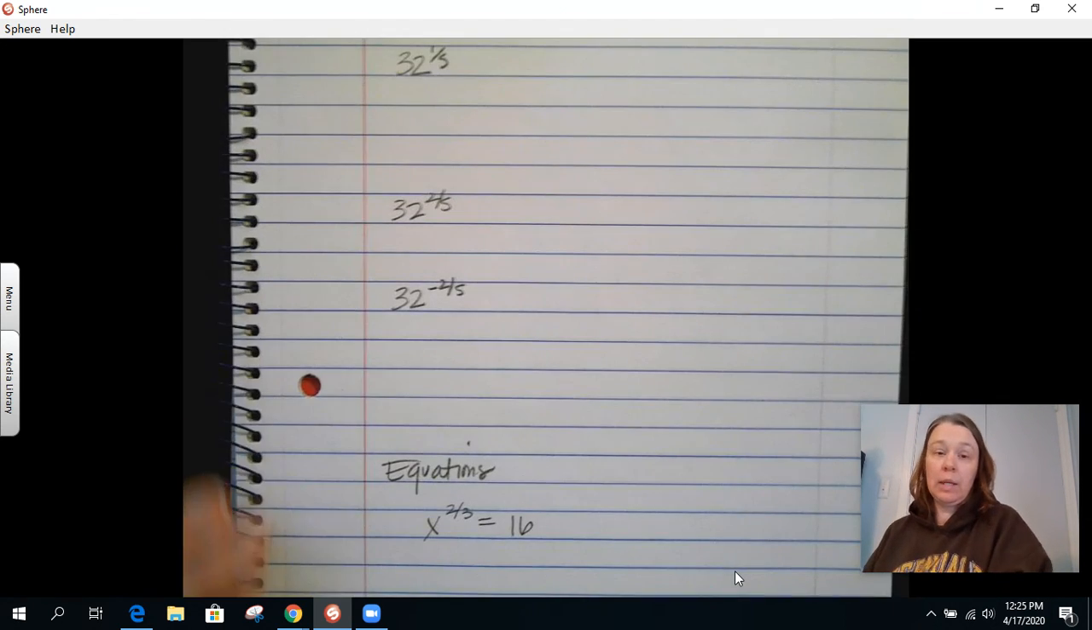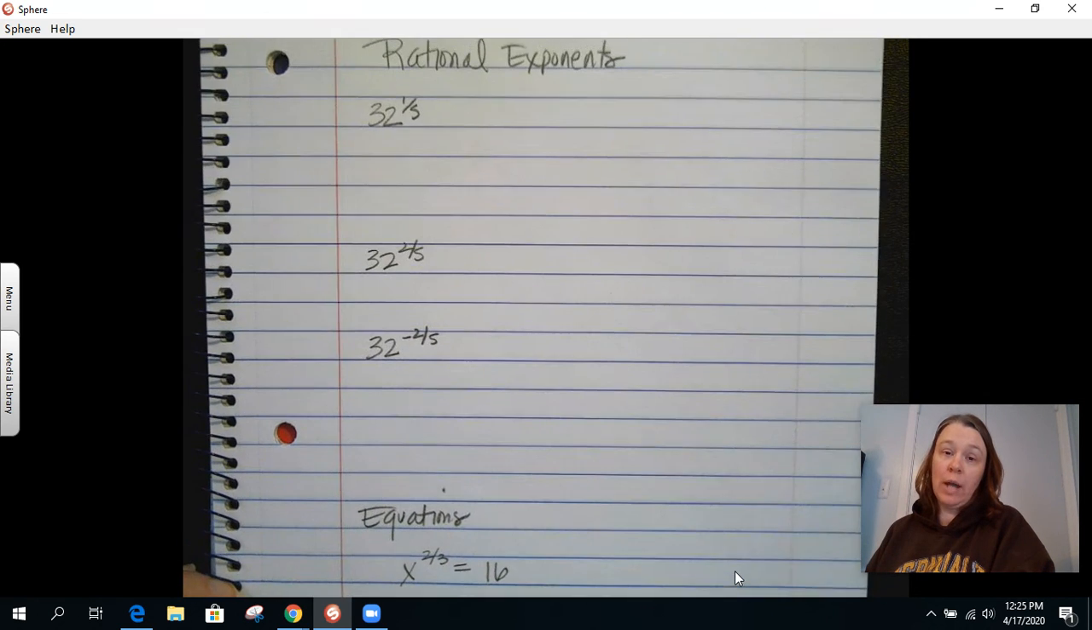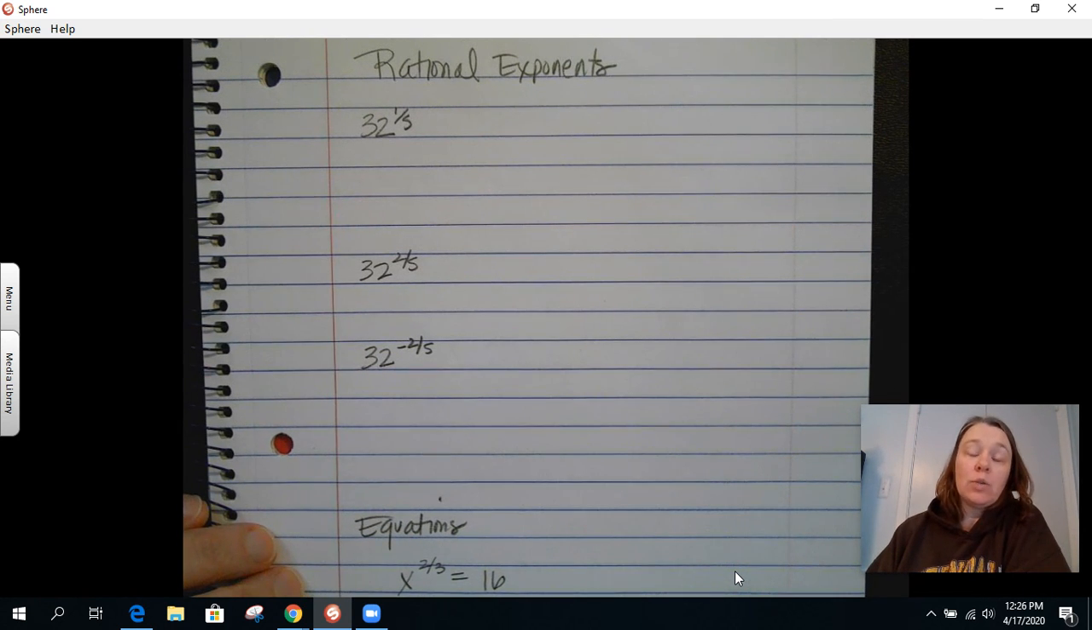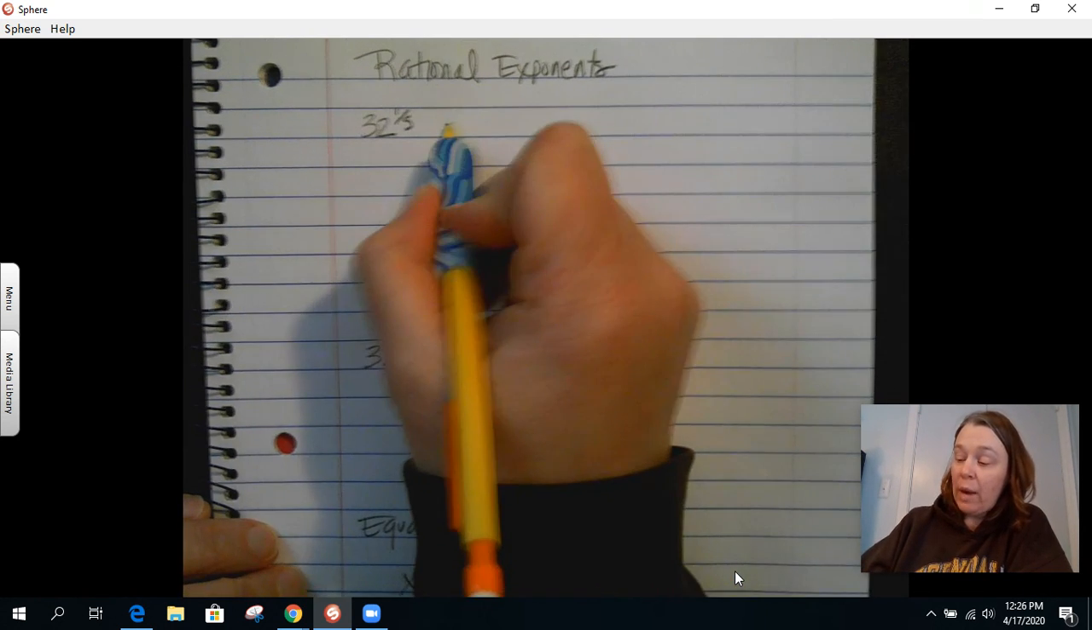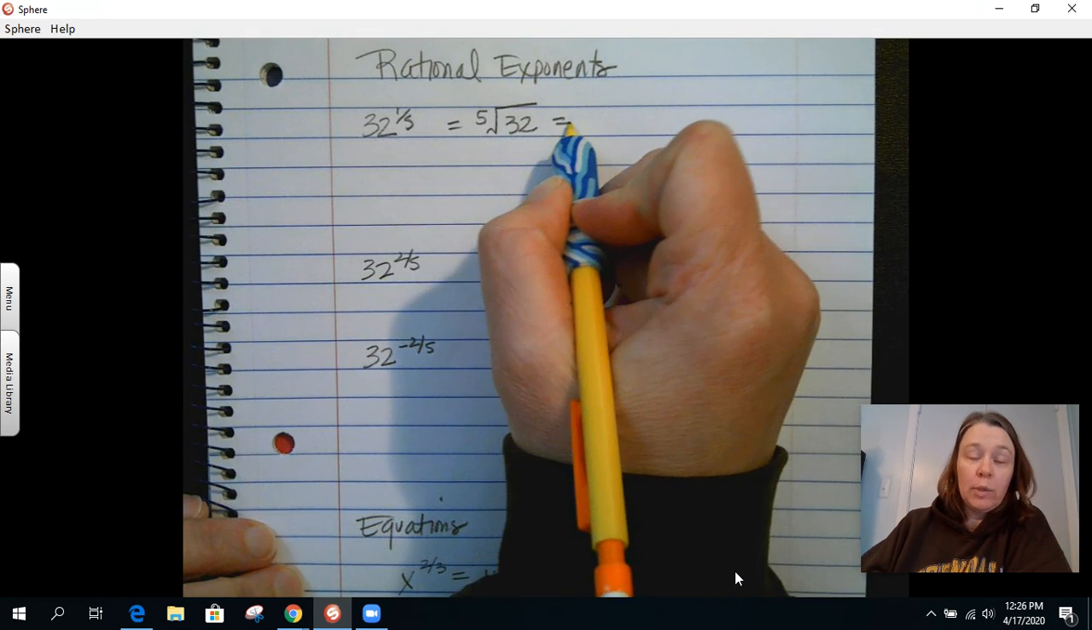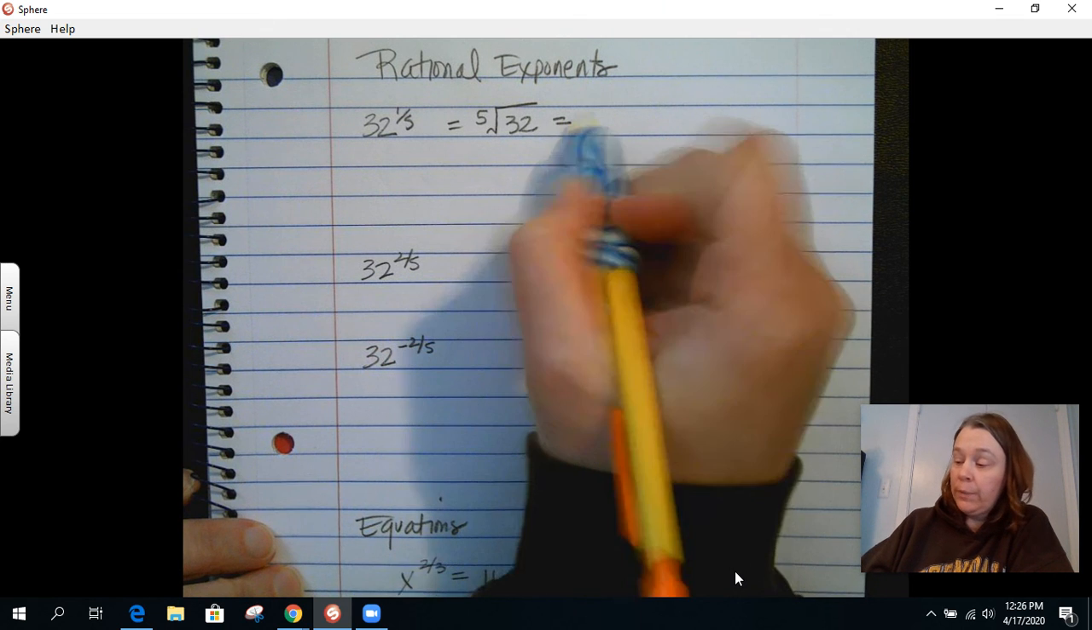All right, and then the last thing we're going to review is the idea of rational exponents. We talked about this a little bit last semester. It came up that rational exponents can be written as roots. So when this is to the 1/5 power, this is like saying this is the 5th root of 32. So what number times itself 5 times is 32? 2.